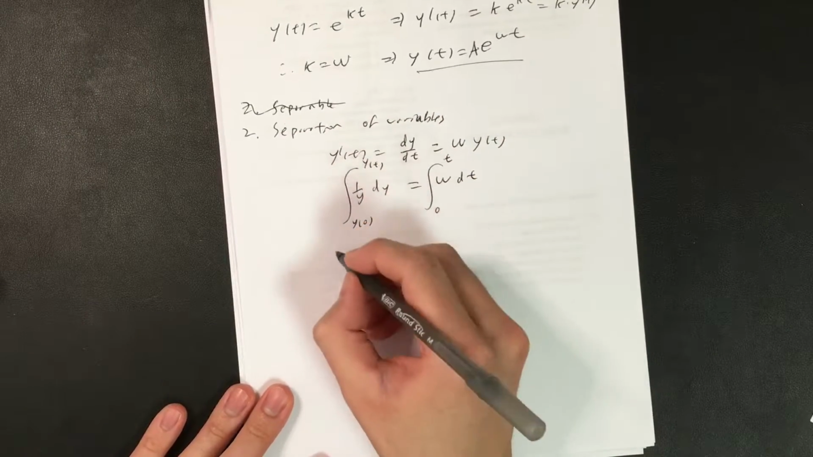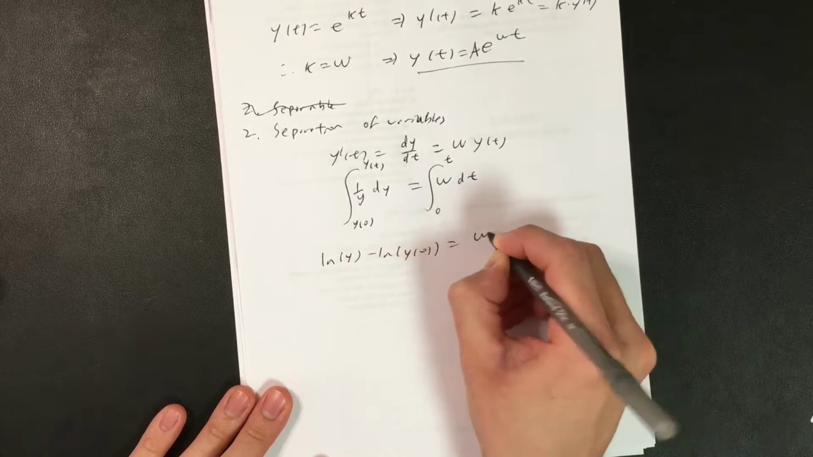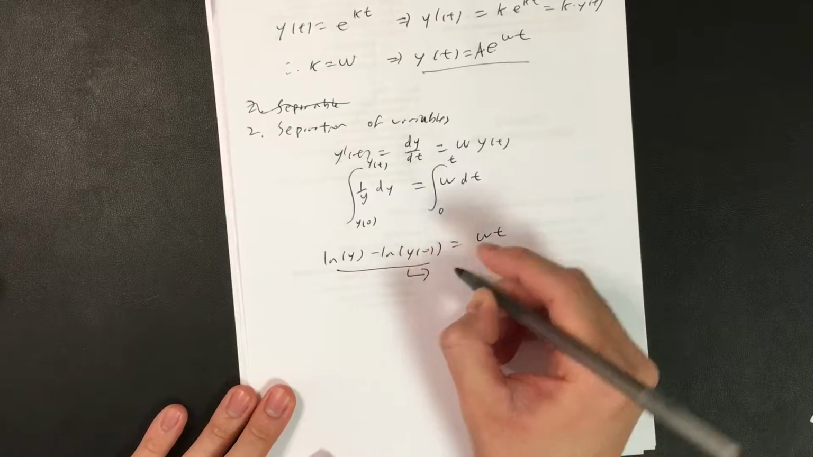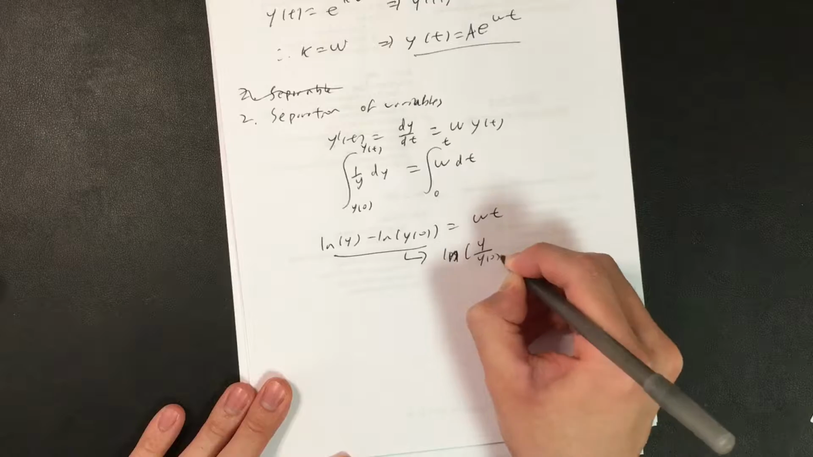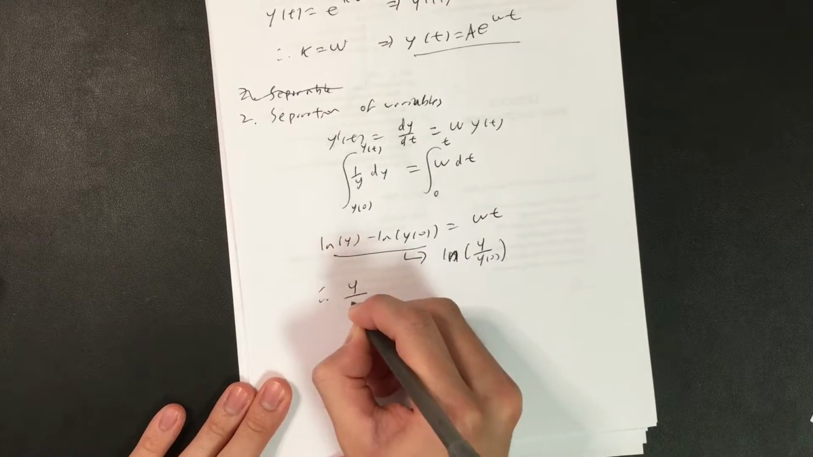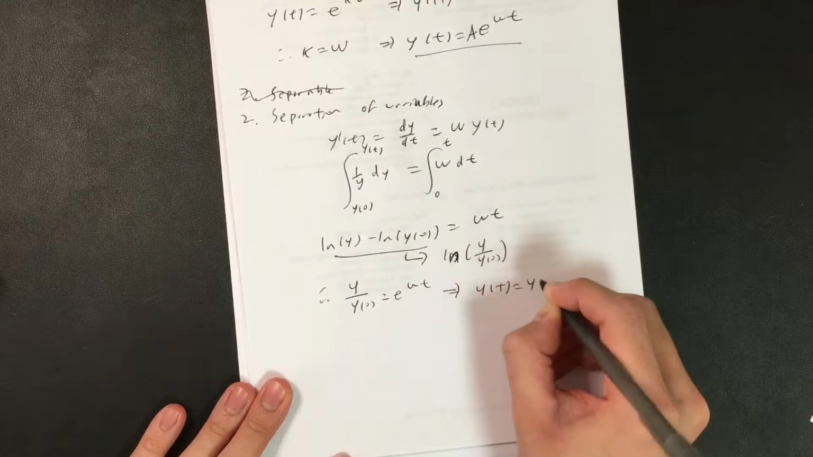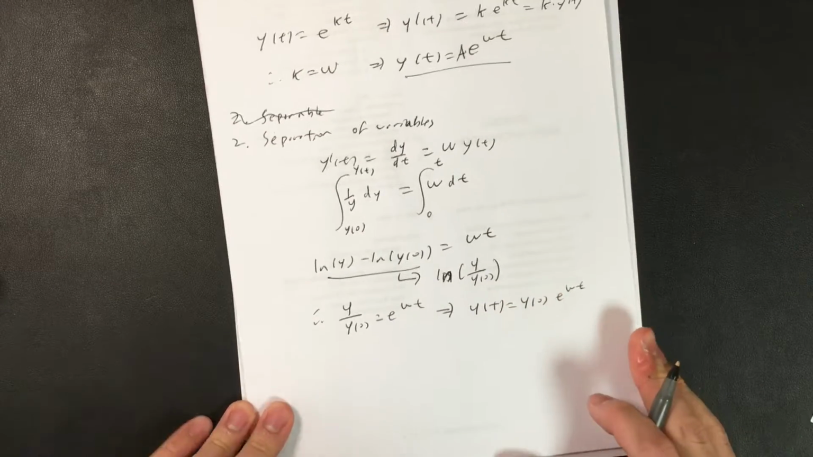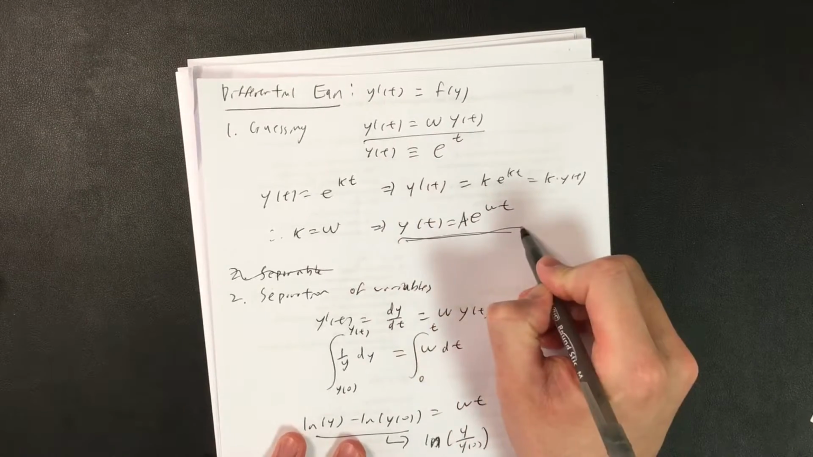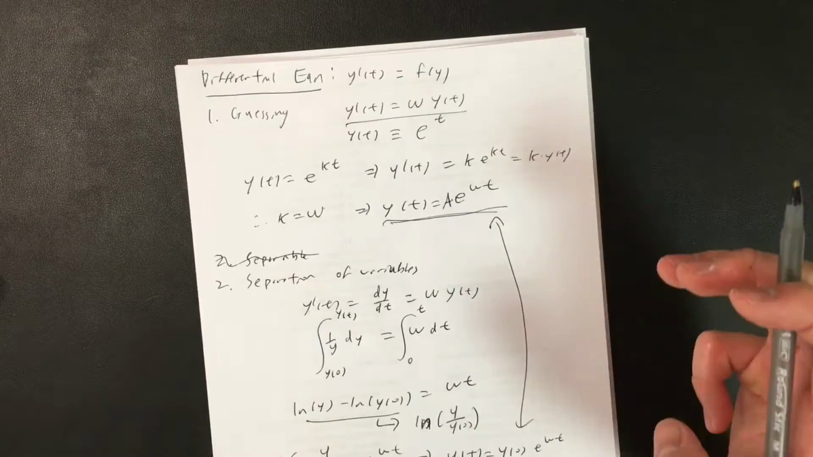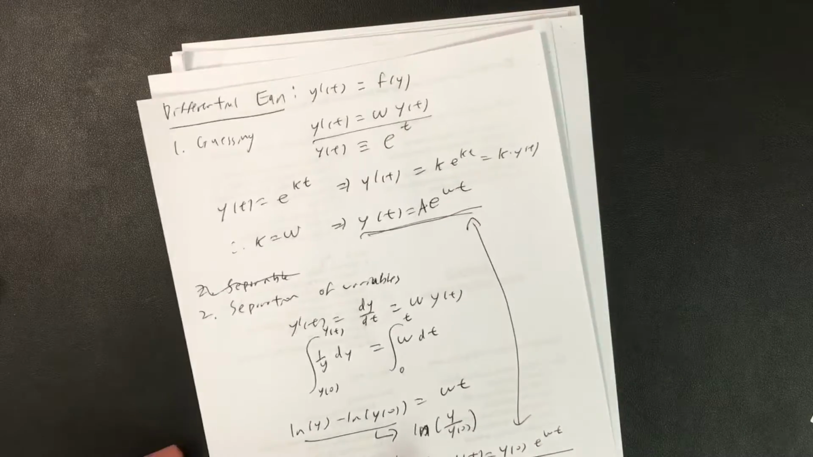And this integral leads to natural log of y minus natural log of y of 0 equals omega t. And this, from the properties of logs, equals natural log of y divided by y of 0. And therefore, y over y of 0 equals e to the omega t, and therefore y of t equals y of 0 times e to the omega t. Now, we notice that the solution from separation of variables matches the solution from guesswork, so in conclusion, you can use either method to get a solution of a differential equation.